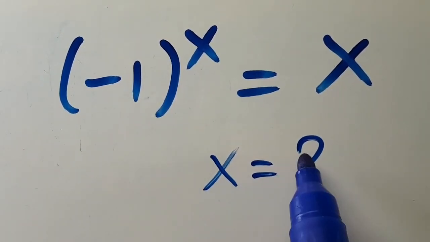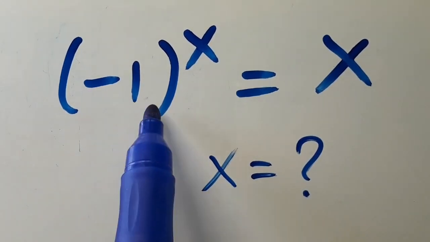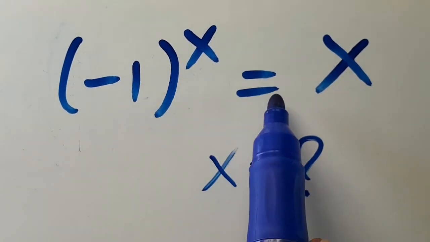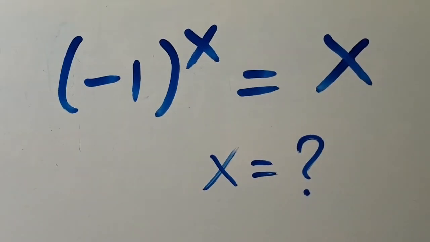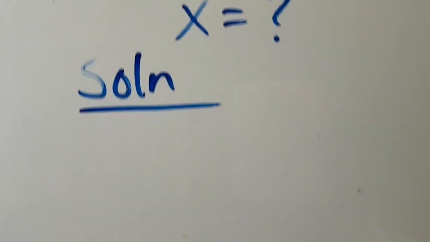Hi, what will be the value of x given that you have (-1)^x = x? Let's get to the solution.